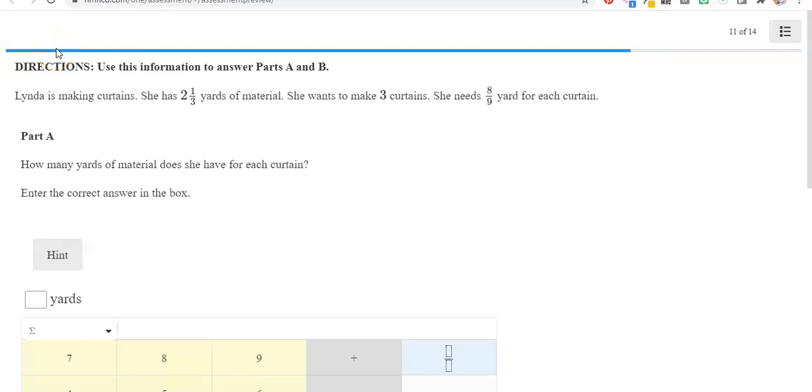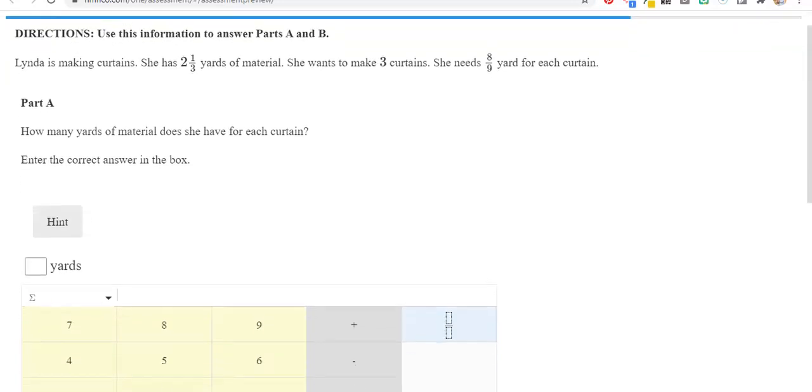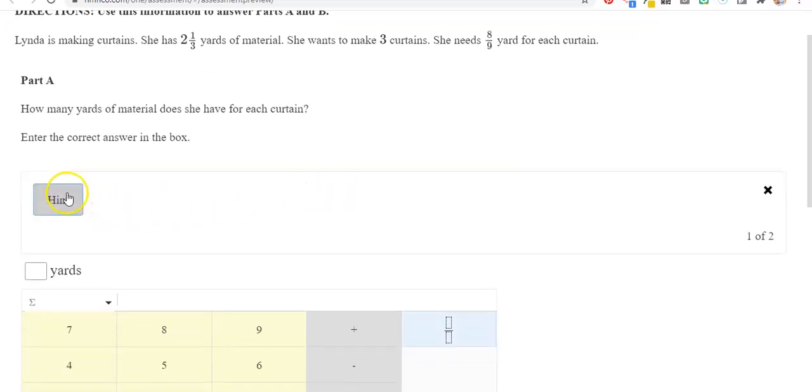Okay, this is part 2 of the Module 3 review. Linda's making curtains. She has 2 1/3 yards of material. She wants to make 3 curtains. She needs 8/9 yards for each curtain. So how many yards of material does she have for each curtain?